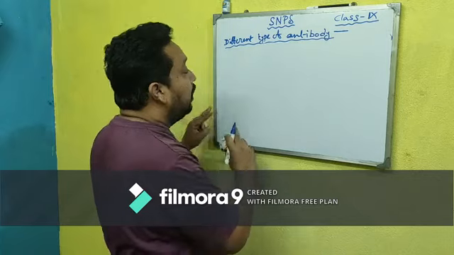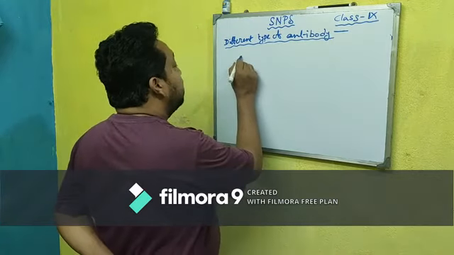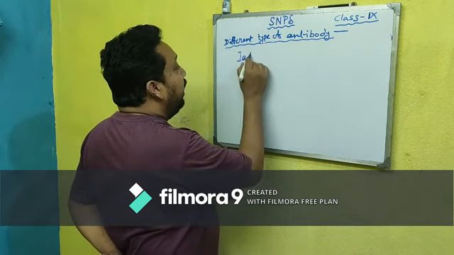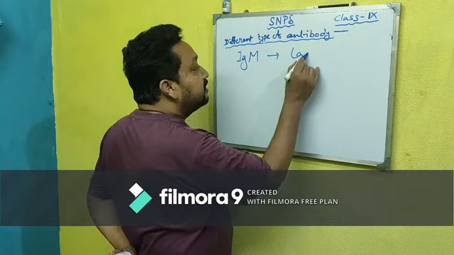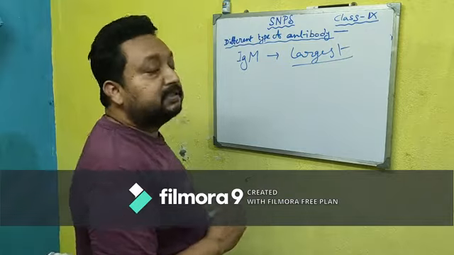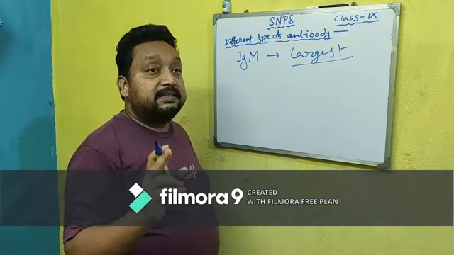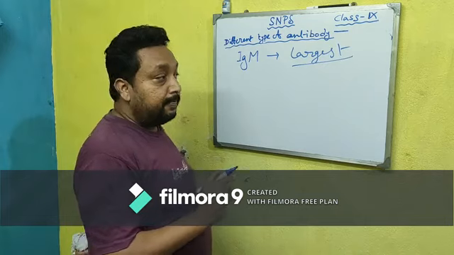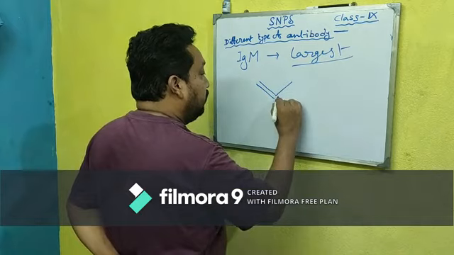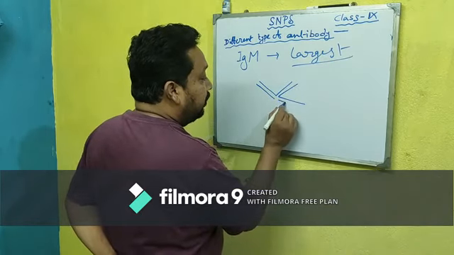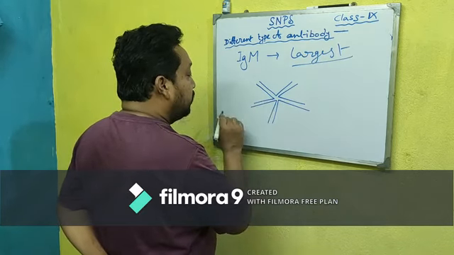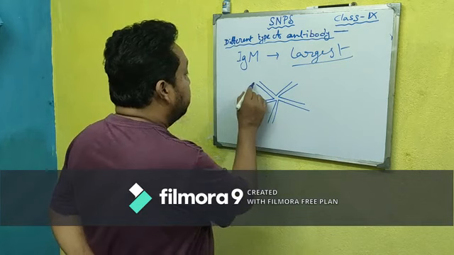And now we discuss IgM. It is the largest antibody, which means it is a pentamer. It is the pentamer, and that's why it is so important for our immune system.